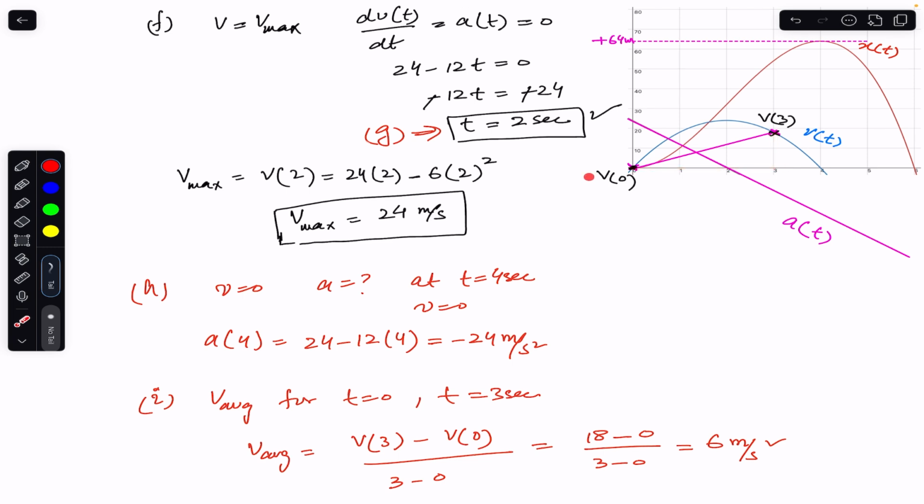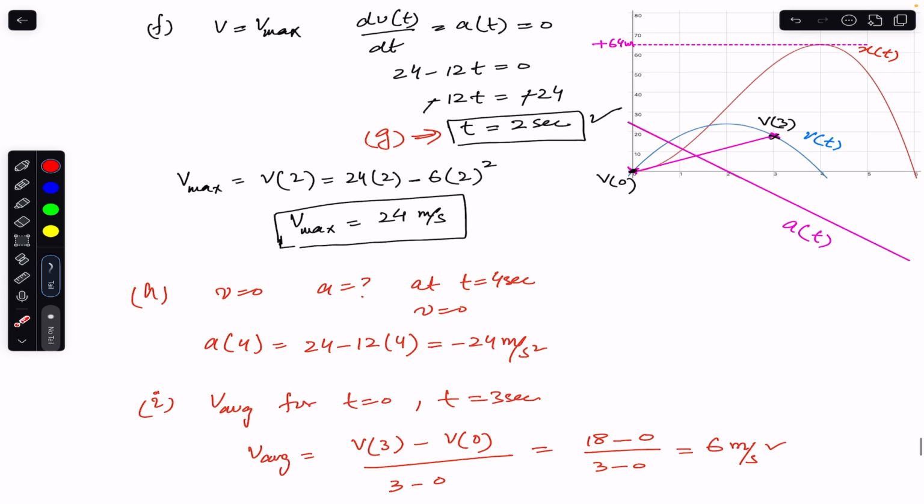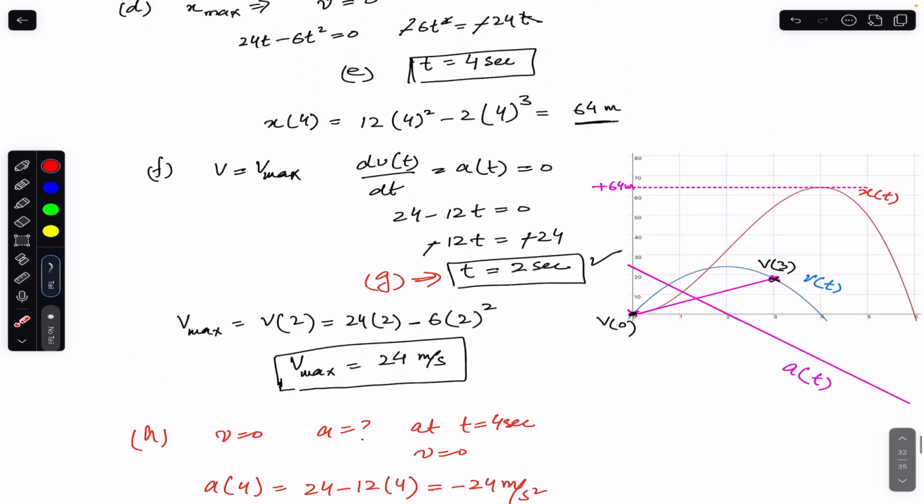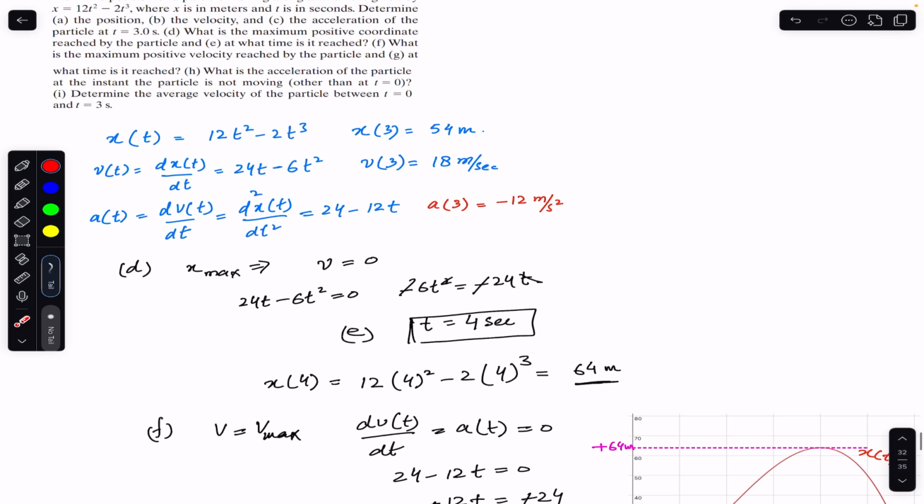So the slope of this particular line will be v3, the velocity at 3 seconds, minus the velocity at 0 seconds, divided by t equals 3 seconds minus t equals 0 seconds. So this is equal to the average velocity, which is 6 meters per second. So this is the solution of this particular problem.